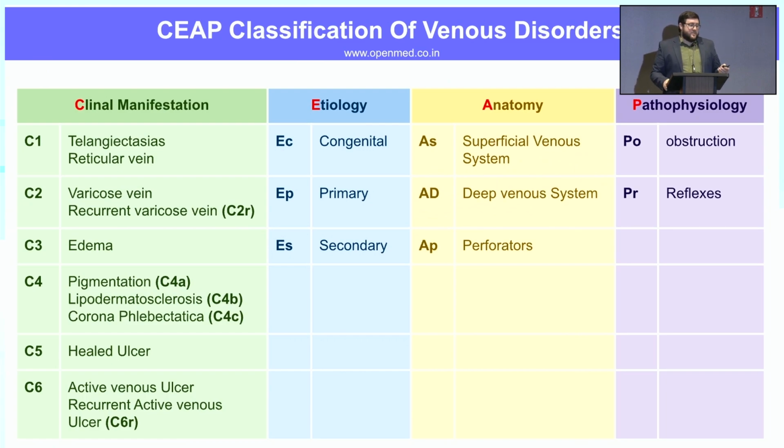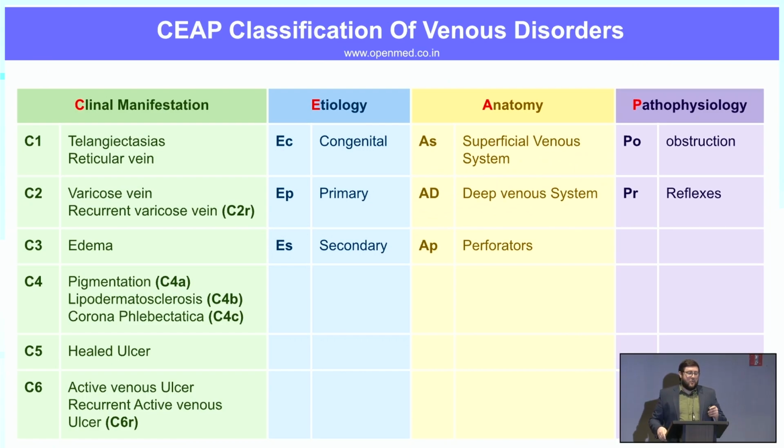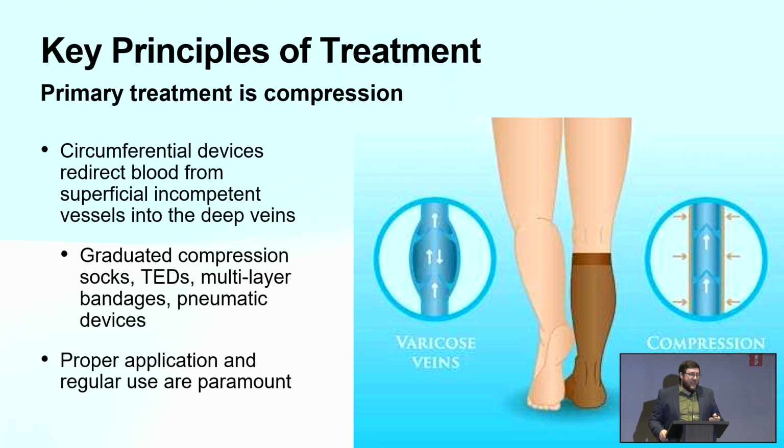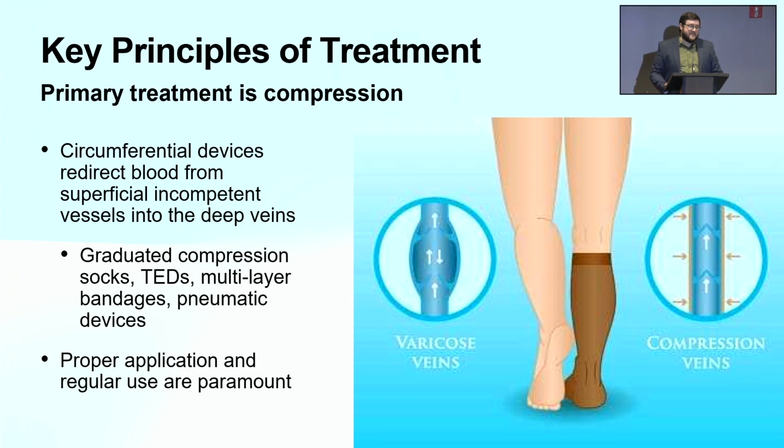This is a classification system that I actually wasn't aware of before I did research for this. I don't know how much Dr. Lassar and his partners are using it, but in my world, the answer is the same. It's compression. Key principles of treatment. Like I said, I could give this in 2 seconds. The key is compression. Circumferential compression devices.